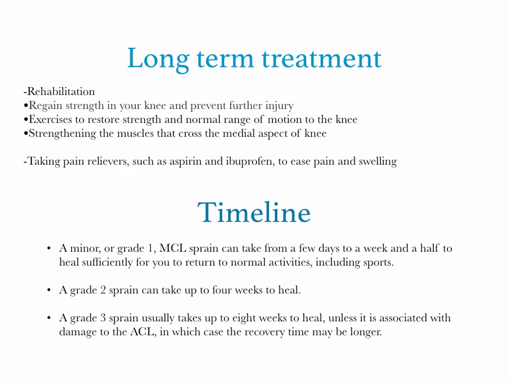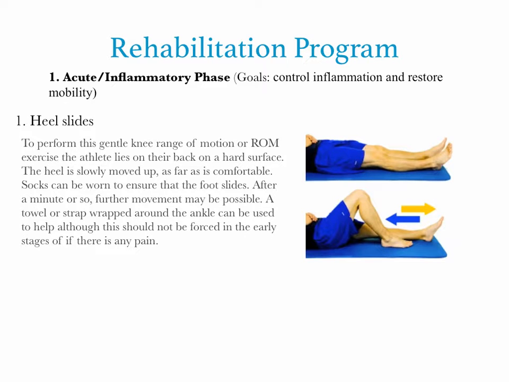So the first phase in the rehabilitation program is the acute/inflammatory phase, whose goals are to control inflammation and restore mobility. The first exercise is heel slides. To perform this gentle range of motion, or ROM, exercise, the athlete lies on their back on a hard surface. The heel is slowly moved up as far as is comfortable. Socks can be worn to ensure that the foot slides.